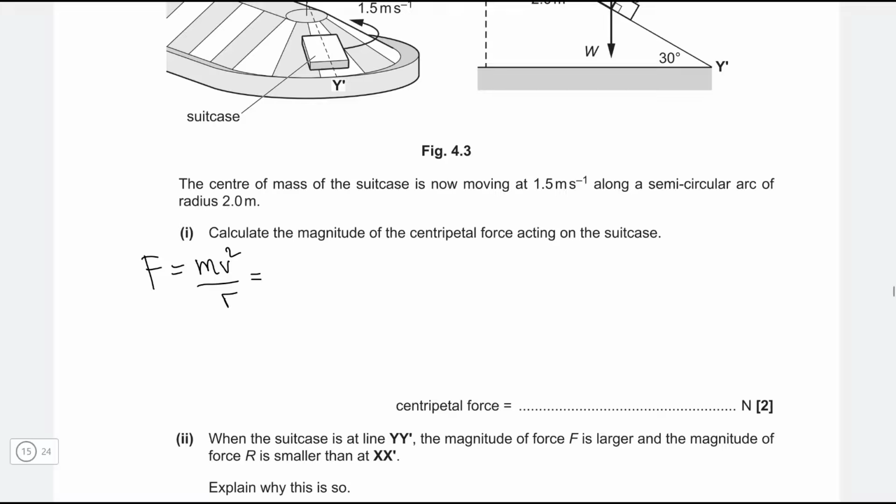So what we're going to use is that the mass is 8.0, our speed is 1.5 squared, then we're going to divide by the radius, which is 2.0. Into the calculator it goes, and we get 9.0 newtons for our centripetal force.